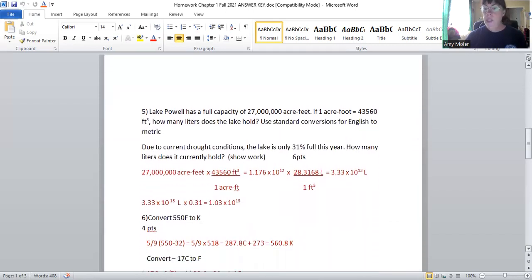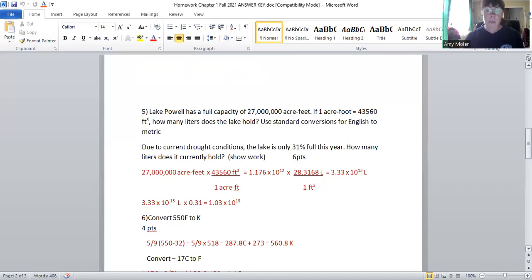All right, then multi-step conversion. So I gave you 27 million acre feet. It's often how they measure large bodies of water in terms of their capacity. So I also gave you one of the weirder conversion factors here. So an acre foot is 43,560 cubic feet.